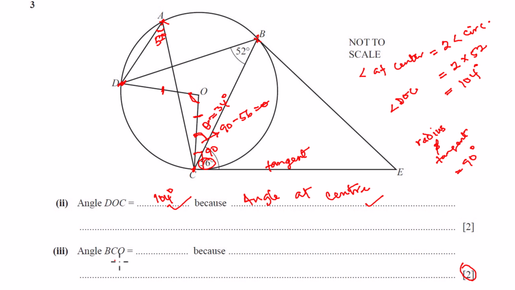But before then, you should remember to write your final answer here, which is 34 degrees, and for the reason, you can just write: angle between radius and tangent. It's as simple as that.